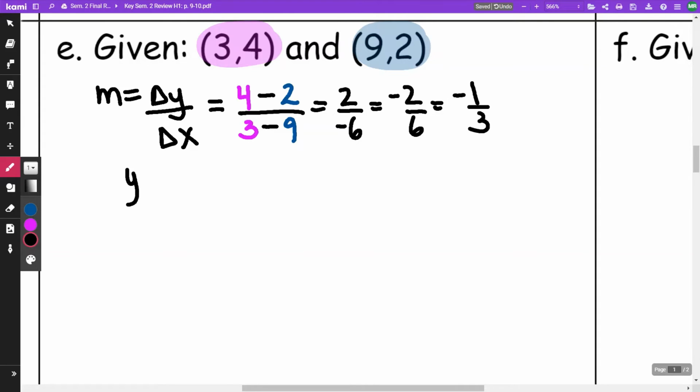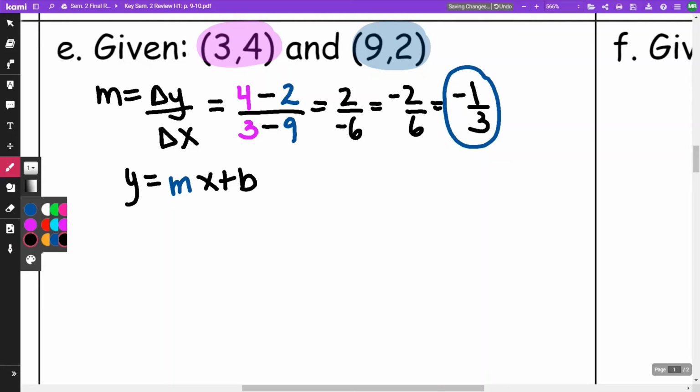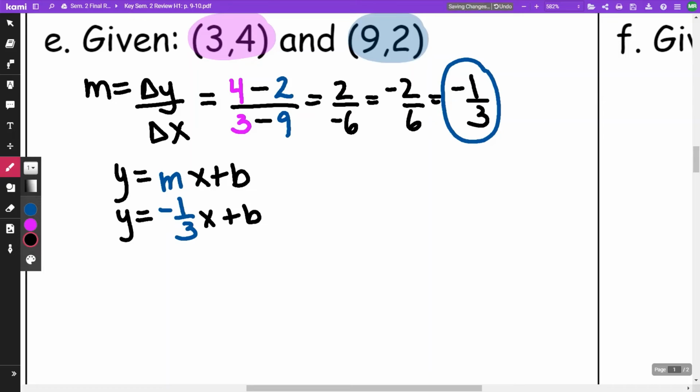So into my equation y equals mx plus b, I am going to be putting this -1/3 in for my m. So I am going to have y is equal to -1/3 x plus b. And what I'm going to do is the same thing I did in the last problem. I can either take the blue point or the purple point. Let's say I take the purple point. So I'm going to be putting that in for my y and my x.